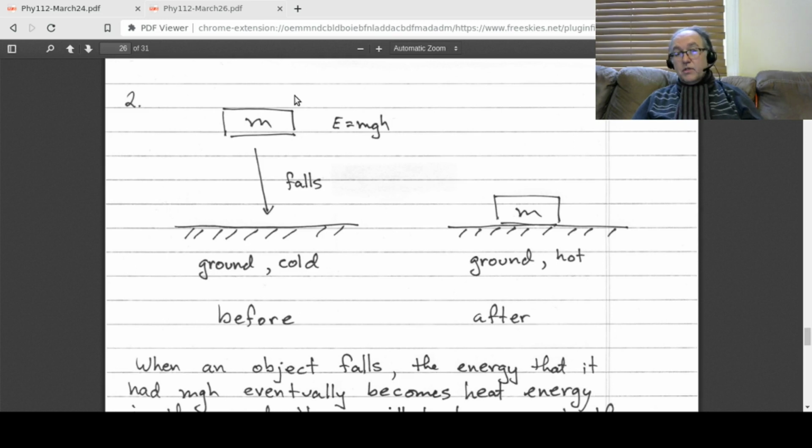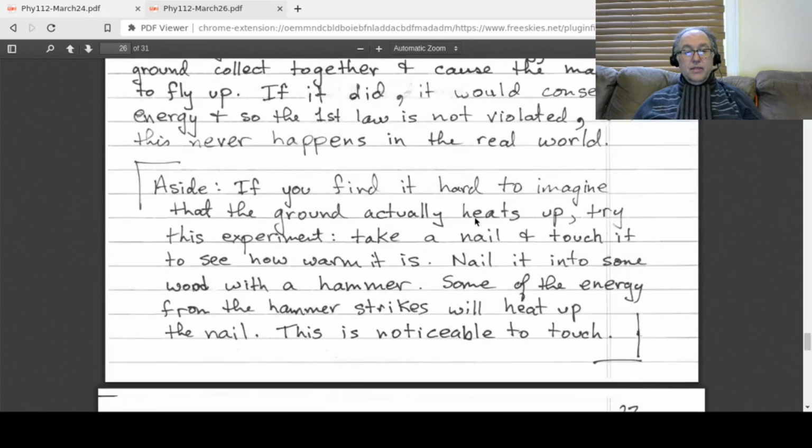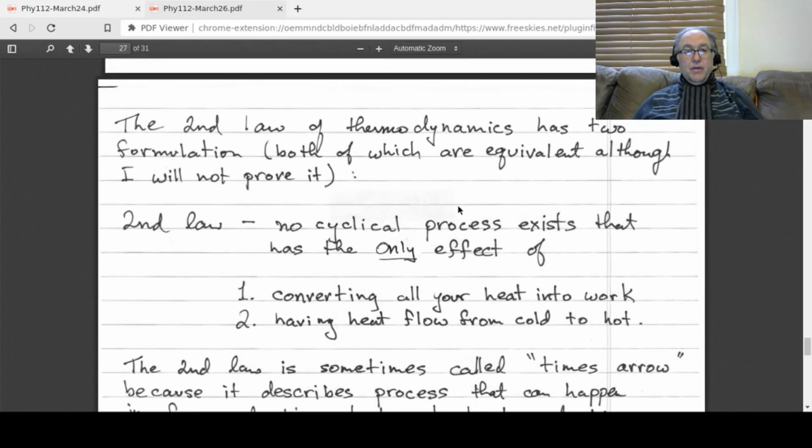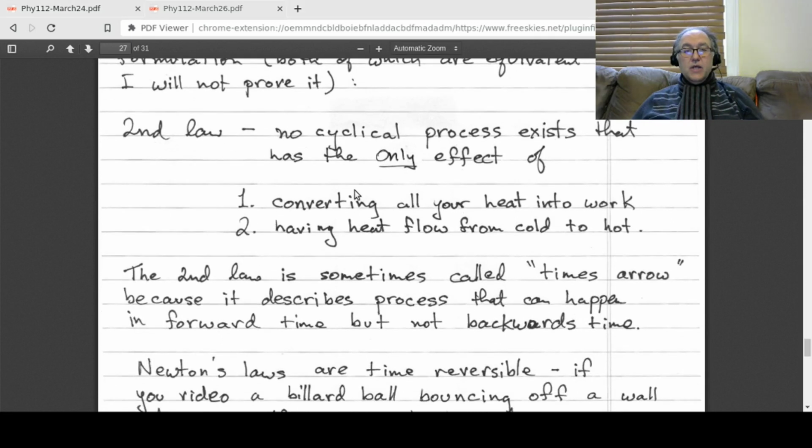So guess what? The first law of thermodynamics is not sufficient. We have to go to the second law of thermodynamics. So what is the second law of thermodynamics? It actually has two different formulations.